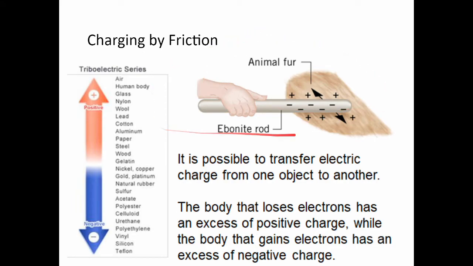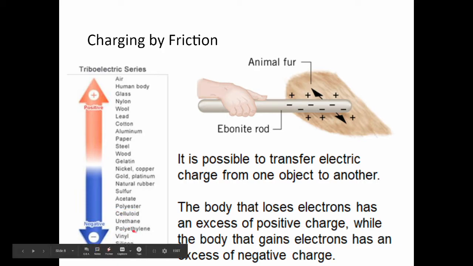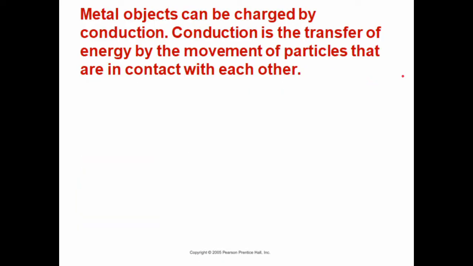So if I'm looking at animal fur and an ebonite rod, I would classify animal fur as being similar to wool, because wool is an example of animal fur. An ebonite rod is a kind of plastic rod, so I might think of it as being maybe polyethylene or vinyl. The ebonite rod is down here becoming more negative. The fur is up here becoming more positive. It is important to note that when an object becomes negative, it is because it is ripping electrons off of the other object.